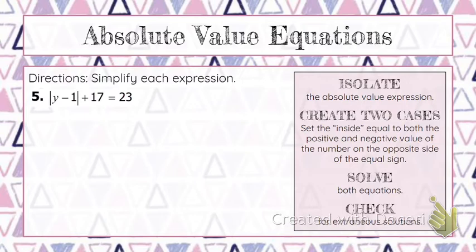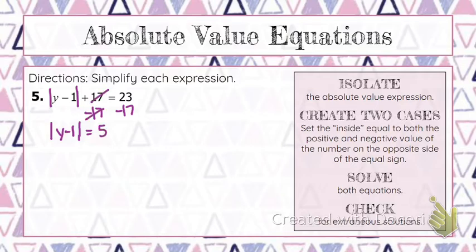Number 5, remember first we have to isolate the absolute value expression. So we want to get it by itself. We need to get rid of this 17, so we need to subtract 17 from both sides. That's going to leave us with the absolute value of y minus 1 equals 5.